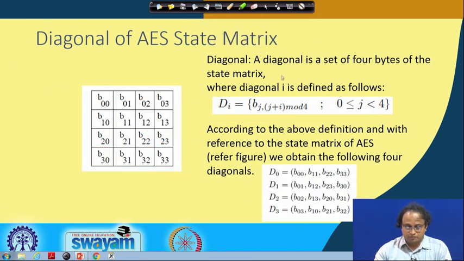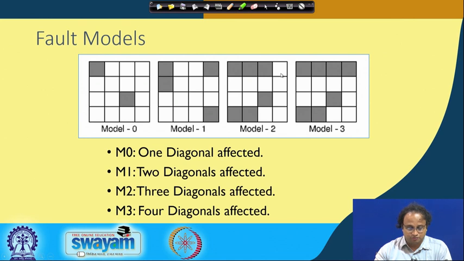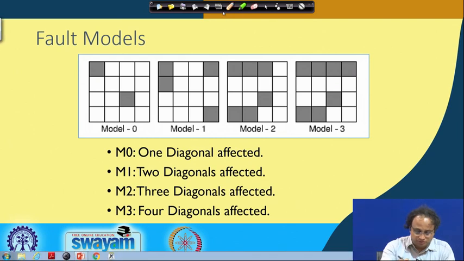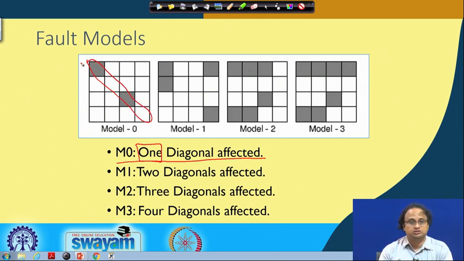So, with this definition, let us define the fault for 4 fault models. The first model is where one diagonal is affected. When we are talking about M0 as one of the fault models, then only one diagonal is affected. Remember the 4 diagonals, so the fault may be restricted to the diagonal D0.